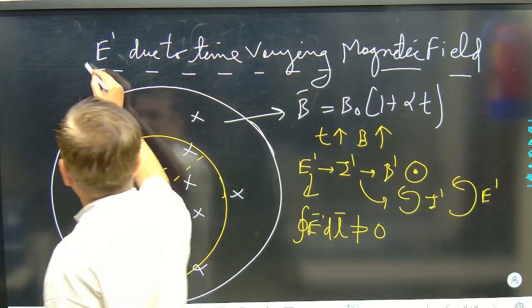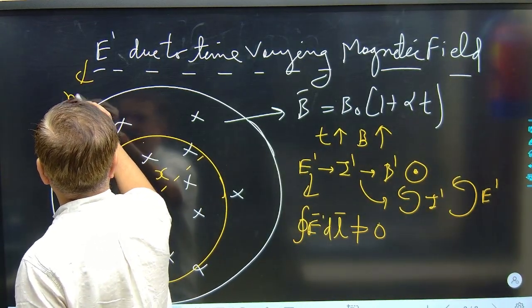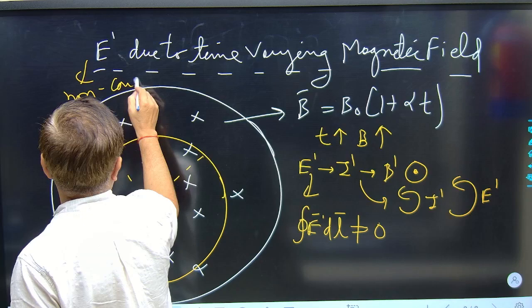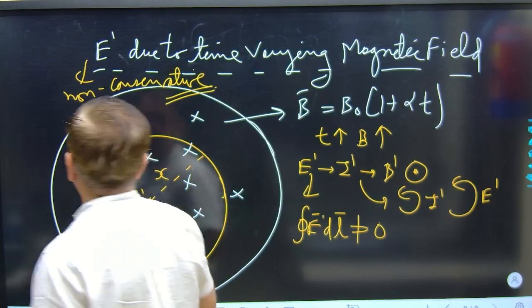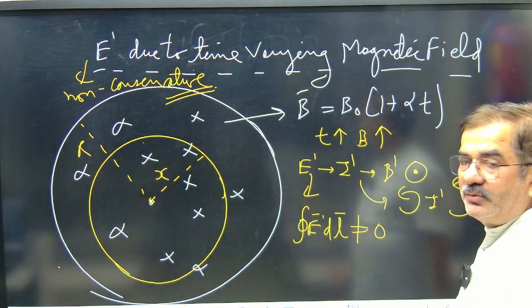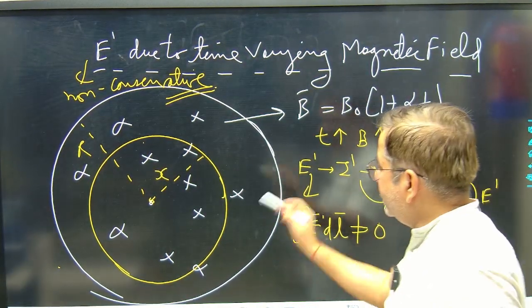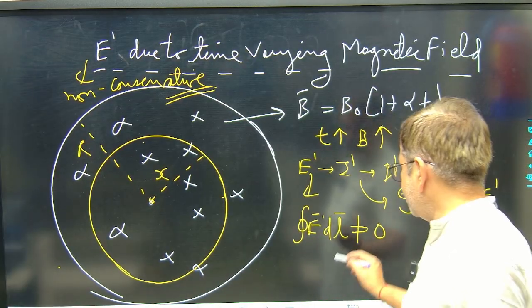So these field lines E dash are non-conservative. So the work done by these field lines in a closed loop will not be 0. Hence the EMF developed will also not be 0. I can say the basic relation, which has been found experimentally, is that the closed line integral of E dash is not 0.